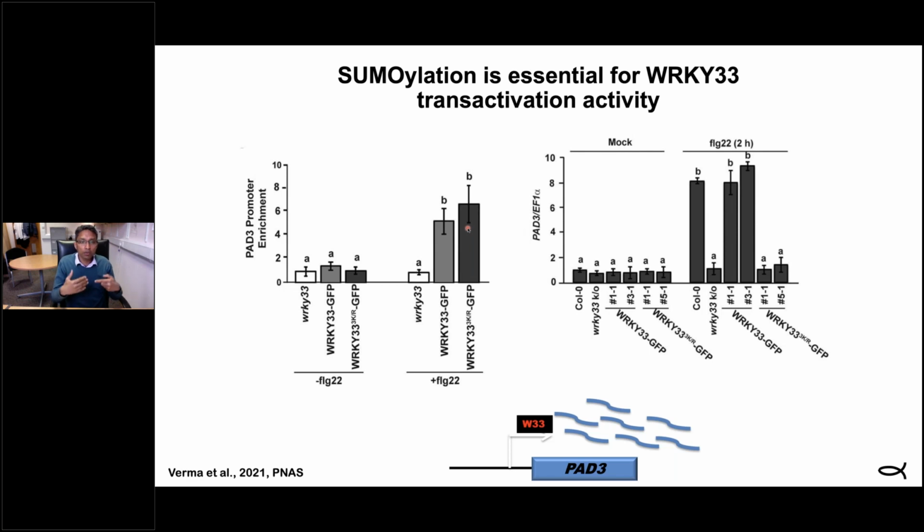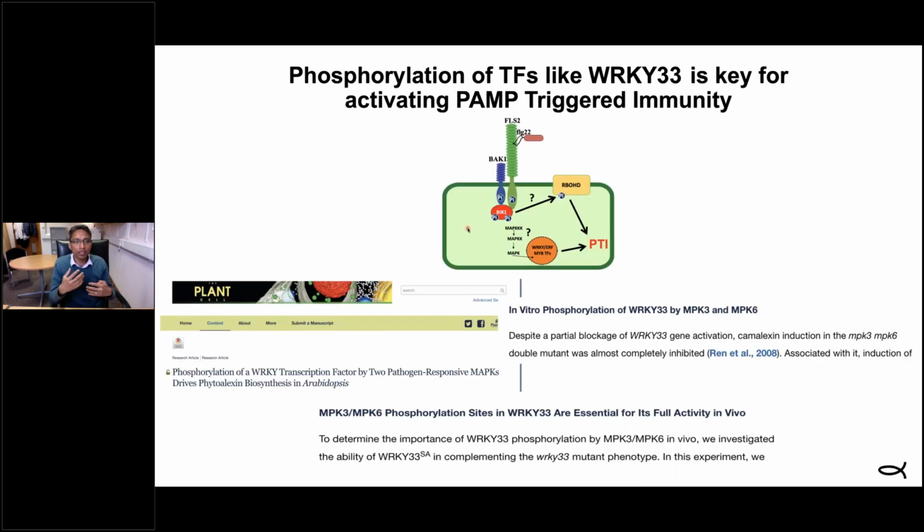In other words, we know that the WORKY33 transactivation activity is gone. That activity of WORKY33 is normally conferred by phosphorylation by the MAP kinases, and that's what's been shown by several different labs. So we think SUMO has a role of bridging the MAP kinase cascade, MPKs in this case, to interact with WORKY33 and then to activate its transactivation role.